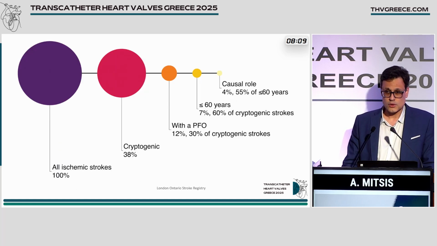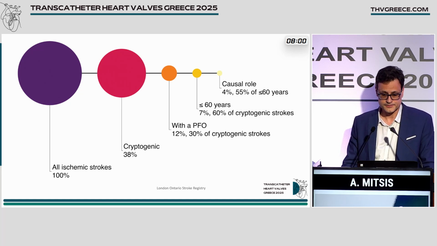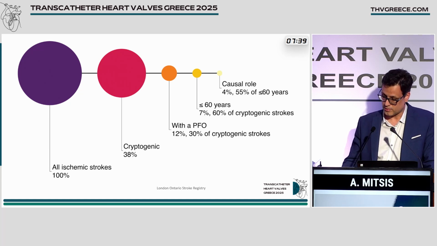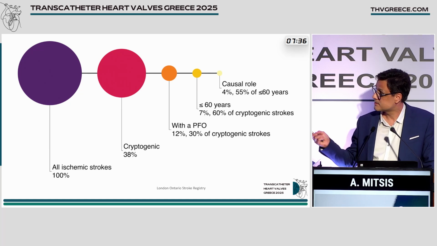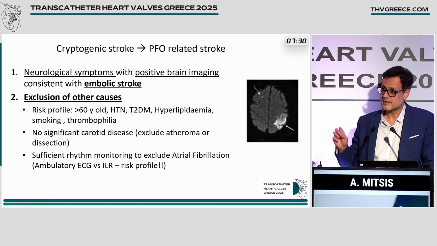And speaking about strokes, almost 40% of the strokes are cryptogenic, meaning that we don't have a clear cause of the stroke. 12% of the population with cryptogenic stroke might have a PFO, and excluding the relatively older patients, it turns out that in 4% of these cases, the PFO might have a causal role. So our job is to go from this 38% to find this 4% of the patients. Our job is to find the strokes that are related to the PFO.